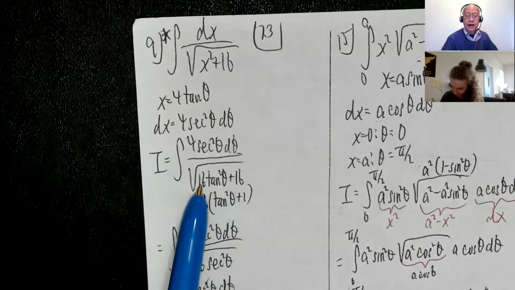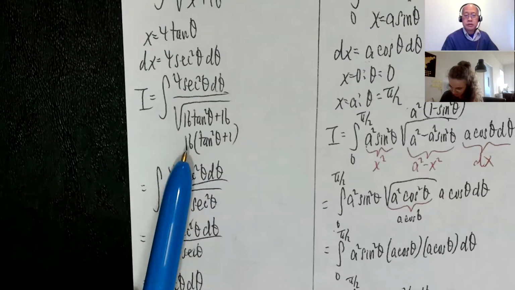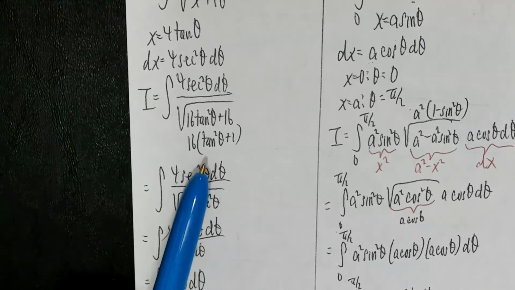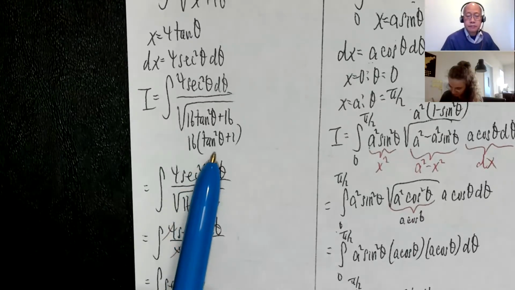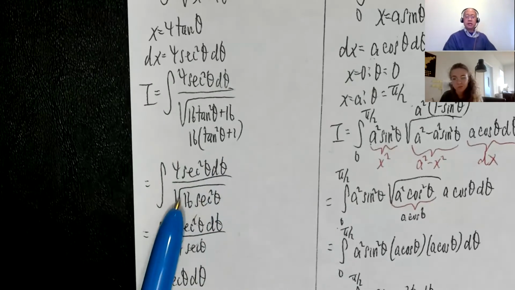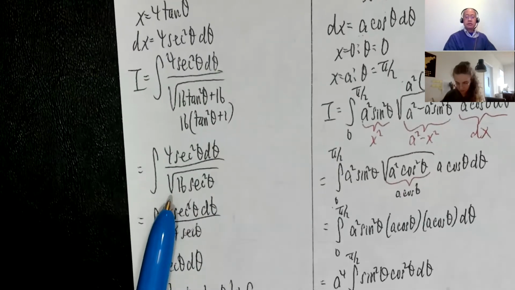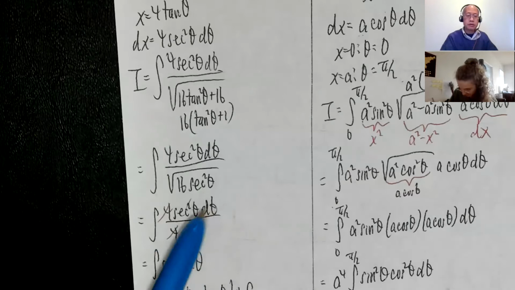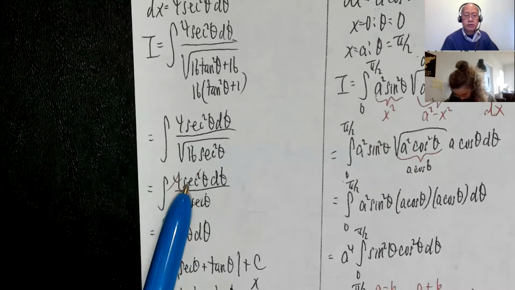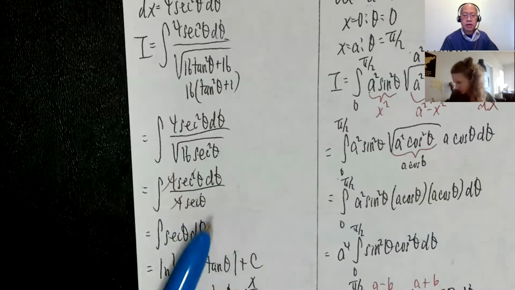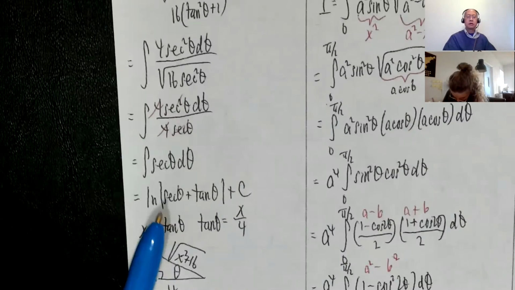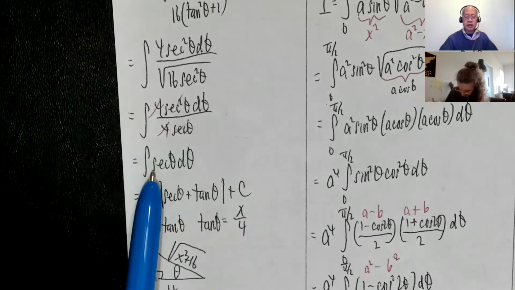Okay, right here, you notice you can factor out the 16, right? So 16 tangent squared theta plus 1. And what is tangent squared theta plus 1? Secant squared theta. Right? You have the identity that 1 plus tangent squared theta is secant squared theta. And take a look at this. What is now the square root of 16 secant squared theta? Well, just 4 secant theta. So 4 secant squared theta d theta over 4 secant theta. Very conveniently, the 4's cancel out. Secant squared divided by secant is secant. So I have the integral of the secant of theta.